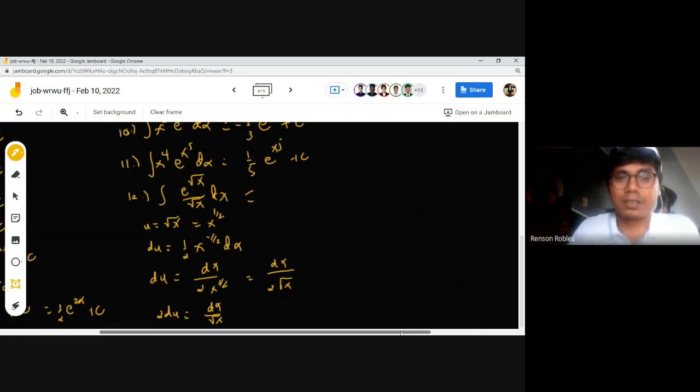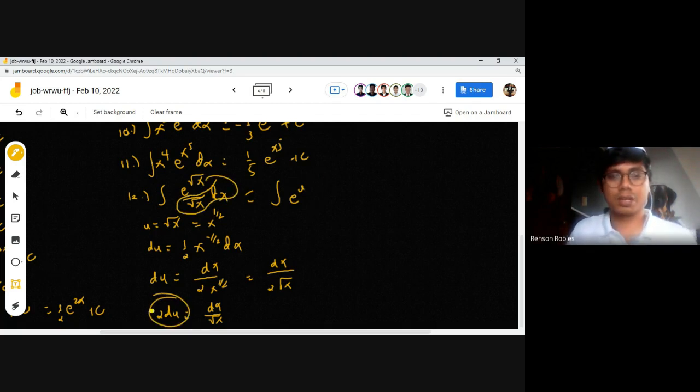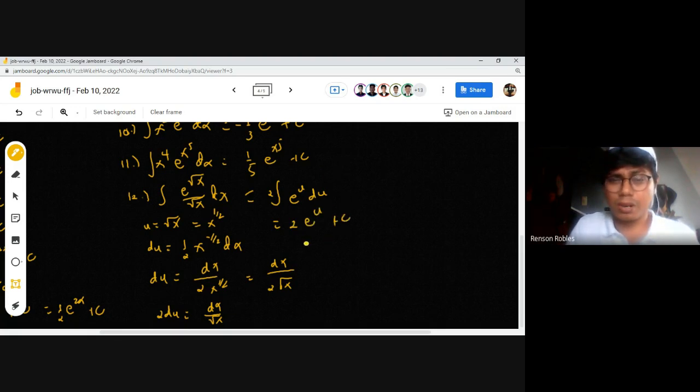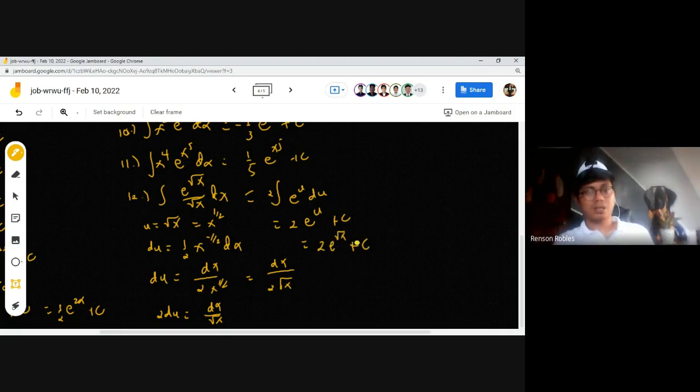So you now have integral of e to the u. Okay? Then dx over square root of x is 2 du. That dx over square root of x will go along together, and that represents 2 du. That's 2, then integrate. So that's 2e to the u plus c. Or that's 2e to the square root of x plus c. All right?